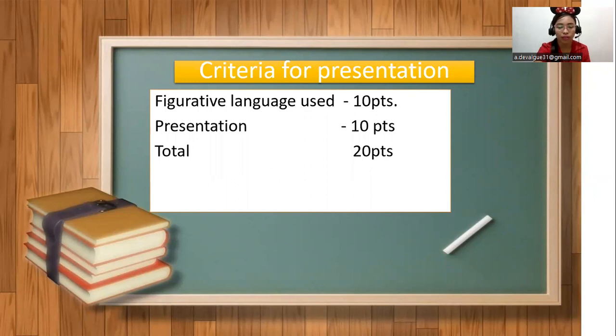So this is your criteria for presentation. For figurative language use, 10 points. Presentation, 10 points, and a total of 20 points. So you are given 10 minutes to do your task. Questions? No more. Okay, take your time. Okay, class, time is up.